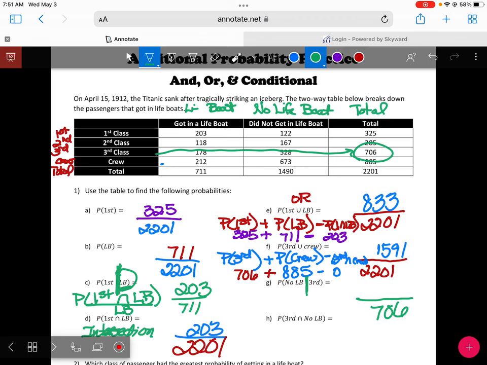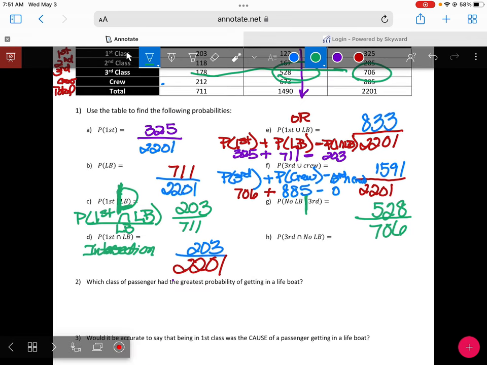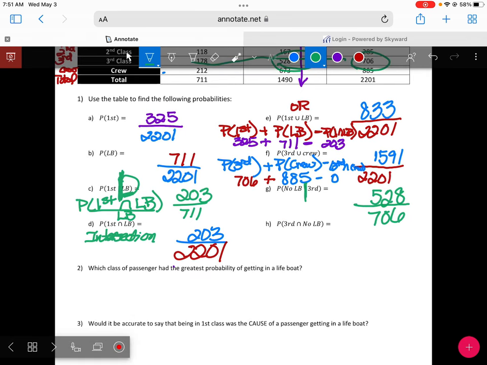So, no lifeboat and third class passenger, where do they intersect? 528. Yes. So right here is where they cross. So that is 528 out of 706. So that's a pretty high probability that third-class passengers didn't get on the lifeboat. There were lots of those. Okay? Any questions on G?